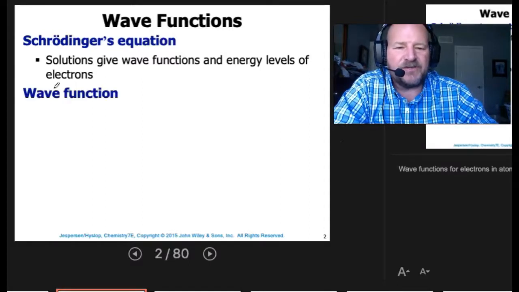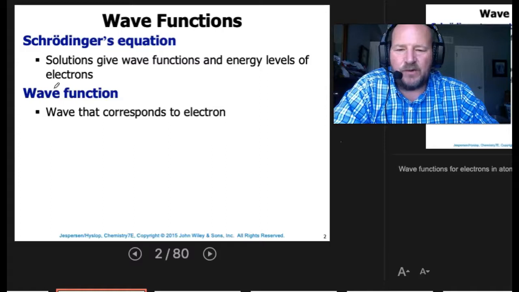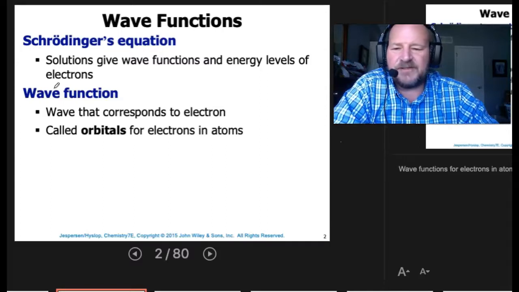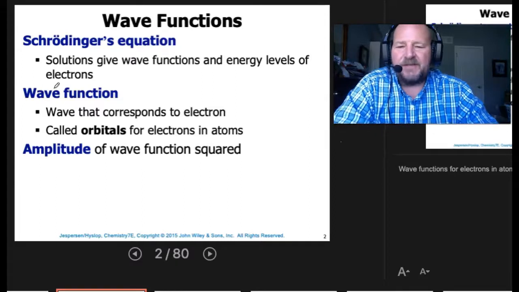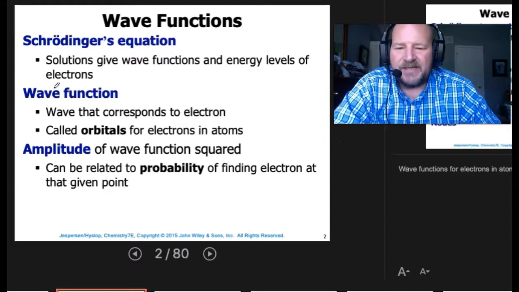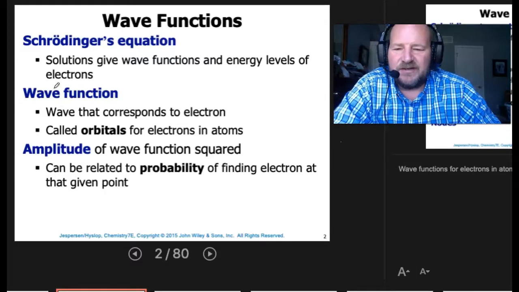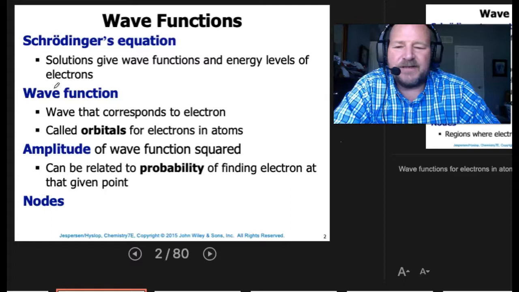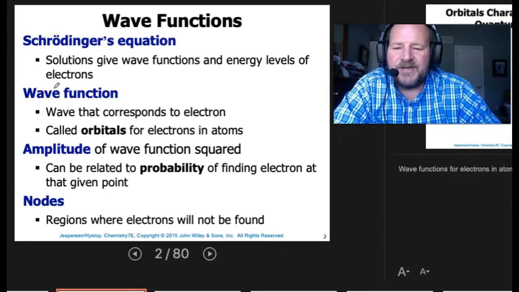So what is a wave function then? It's a wave that corresponds to the electron. Okay, so we call them orbitals for the electrons in the atoms. It takes advantage of the amplitude, which is the wave function squared. It can be related to the probability of finding an electron at that given point. Okay, the nodes will be regions where electrons will not be found.